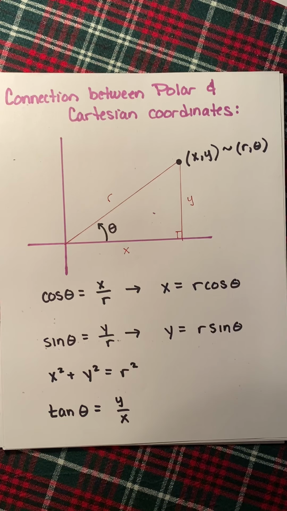So like I said, this figure shows r being positive. It also shows our angle being between 0 and pi over 2. These equations are valid for all values of r and theta.